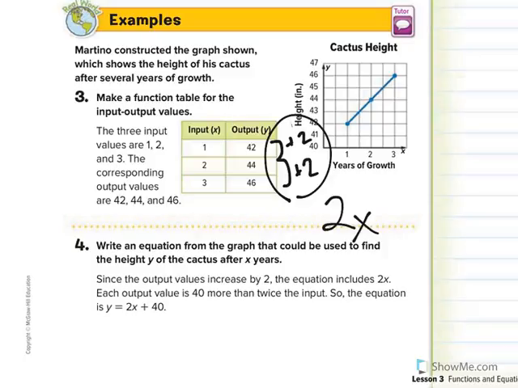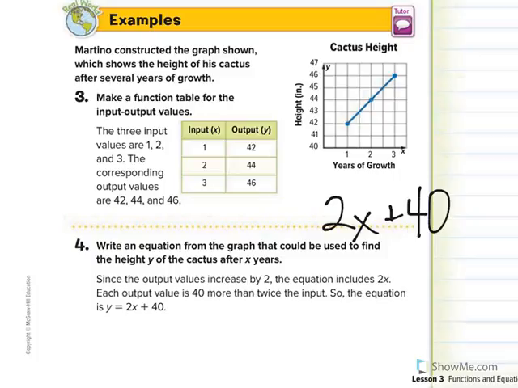So then once I figure that part out, I've got to see my other part of the equation. So if I take 1 and multiply by 2, I'll get 2. And then how much more would I need to get to 42? I'd have to add 40. Okay, let's see if that works for all the others.